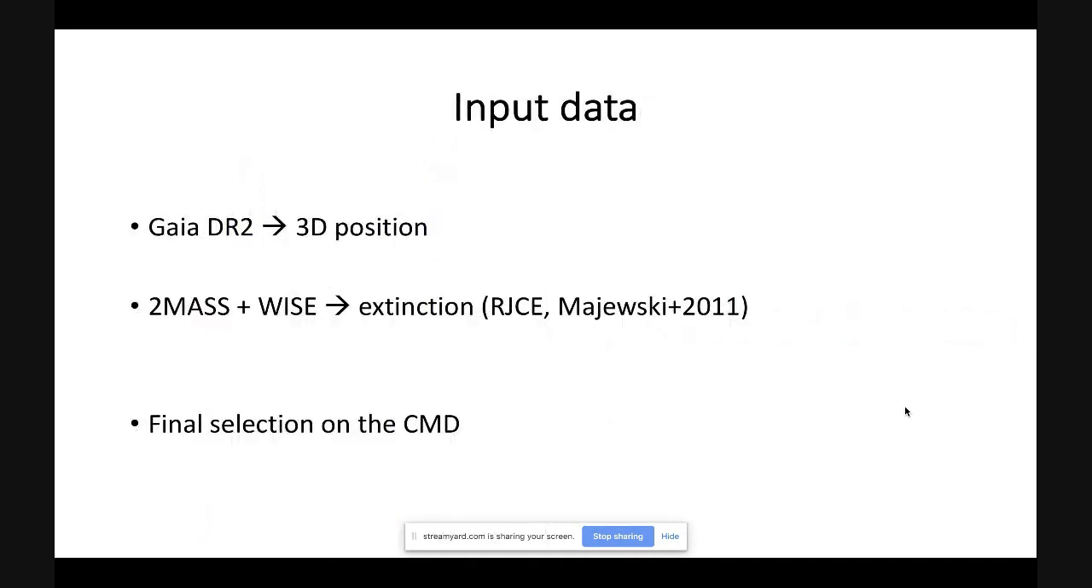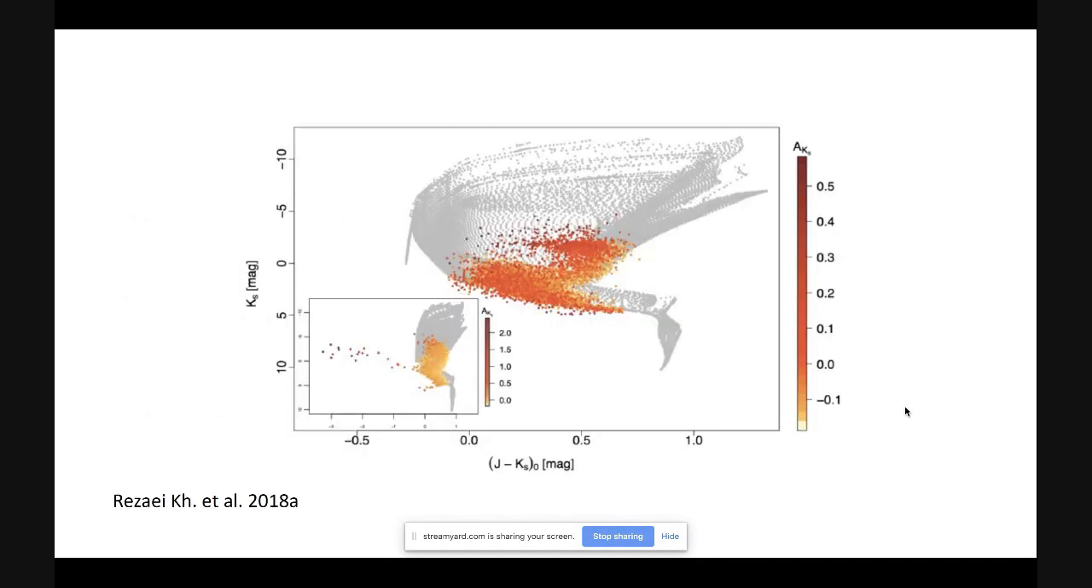So having these extinctions, we can find the reddened color magnitude diagram. And that's where we start cutting on the data and have our final selection based on the physical space of the stars. Here is one example of how we do it. So here is the color magnitude diagram. And in color, you see the stars with the extinction calculated from the RICE method.